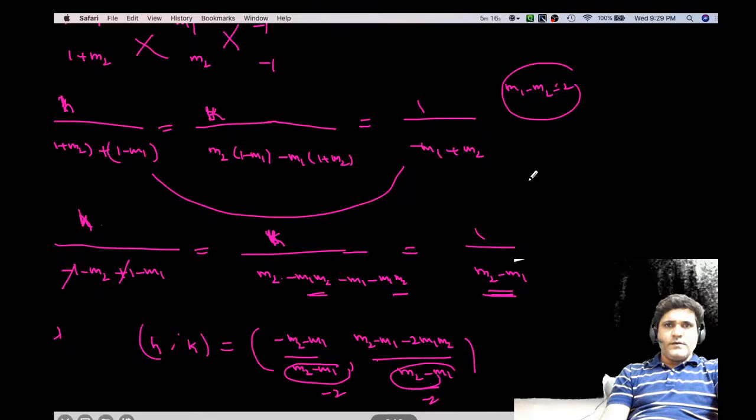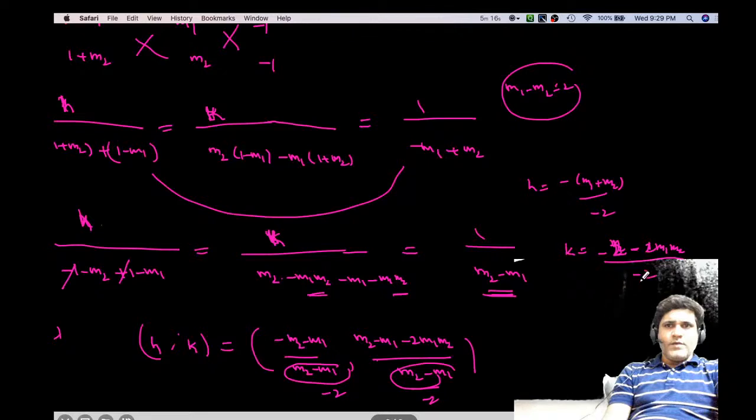So here what you get? h is equal to minus of m1 plus m2 by minus 2, and k is equal to minus 2 m1 m2 by minus 2. So from here you will get m1 plus m2 in terms of h, and from the second one m1 m2 in terms of k.